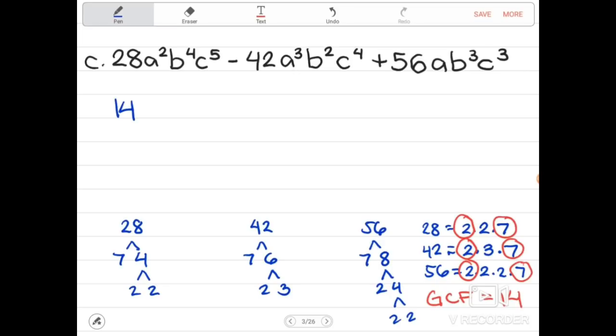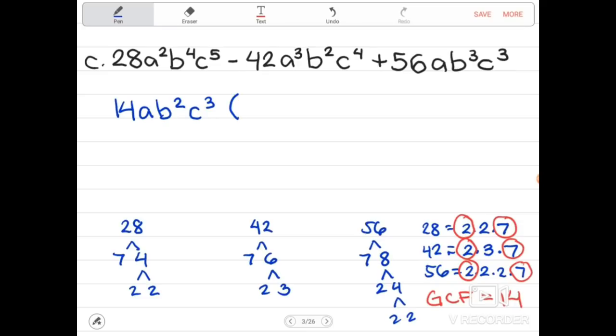Then, for the variable, katulad ng sinasabi ko kanina, dapat lahat sila meron ng letter na yon, then pinakamababang exponent ang kukunin natin. So, a squared, a cubed, a. So, the lowest will be a. How about for b? B raised to 4, b squared, b cubed. Ang pinakamababa is b squared. For c, c raised to 5, c raised to 4, c raised to 3. Ang pinakamababang exponent is c raised to 3. So, this will be our common monomial factor.